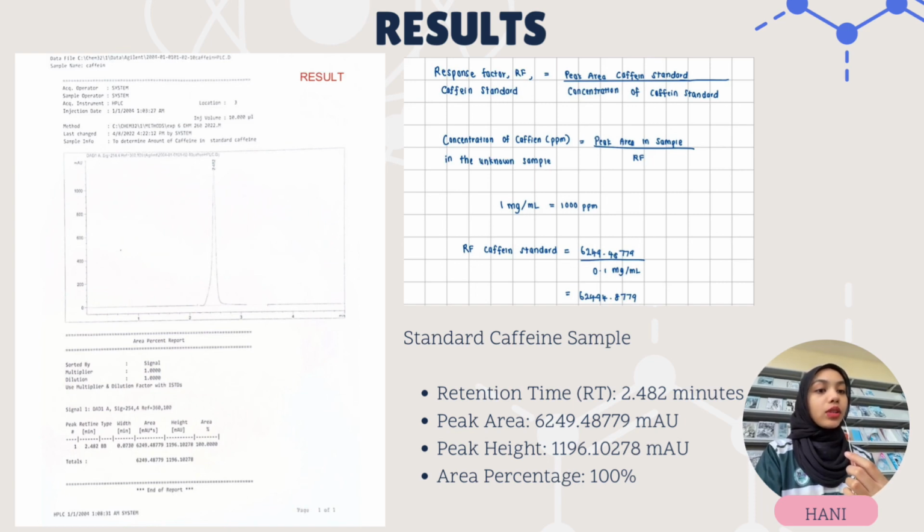First, we analyze a pure caffeine sample. This chromatogram shows a single sharp peak at a retention time of 2.482 minutes. Since this is a pure caffeine solution, it serves as our reference. The peak area and height represent the amount of caffeine present. We will compare this with other samples to identify the caffeine content. The RF for caffeine standard is 262494.8779.